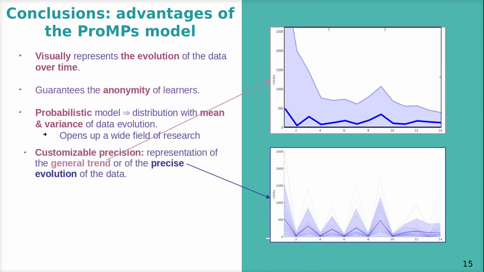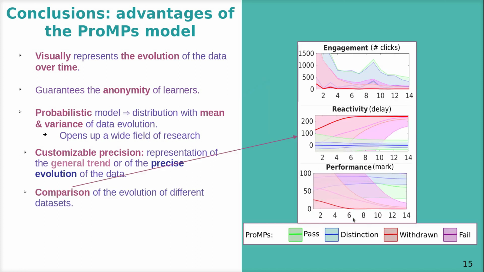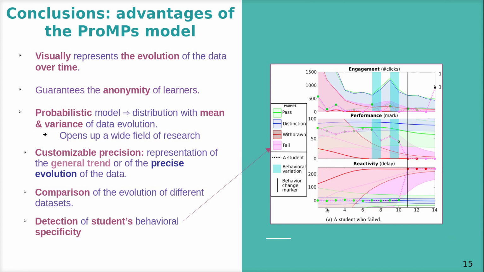We have seen that the precision can be changed to represent either the general trend or a precise evolution of the data. We have seen that we can compare the evolution of different datasets by overlapping the distributions. Also, we can detect students' behavioral specificity, as we have seen just before.